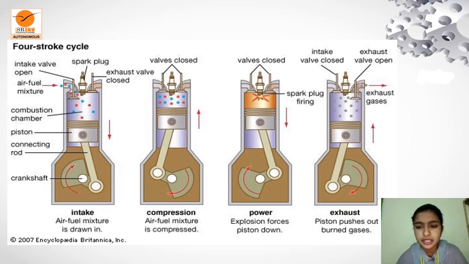Now, the last one is exhaust. The piston pushes out burnt gases. During this stroke, the exhaust valve opens and the inlet valve is closed. The piston moves from BDC to TDC, and during this motion, the piston pushes the exhaust gases out of the cylinder at constant pressure. Again the inlet valve opens and a new cycle starts.